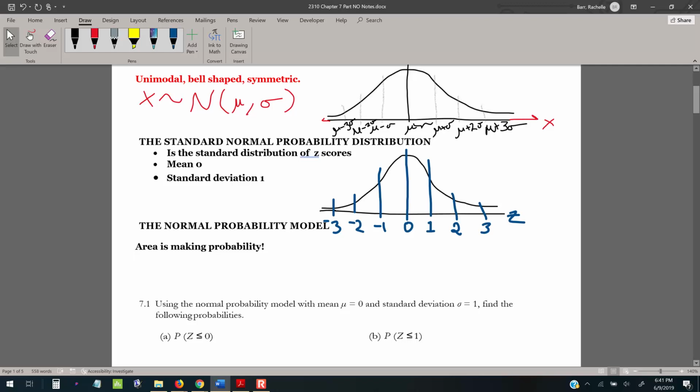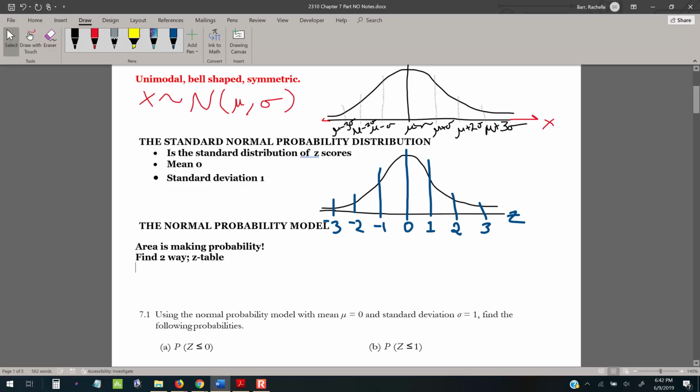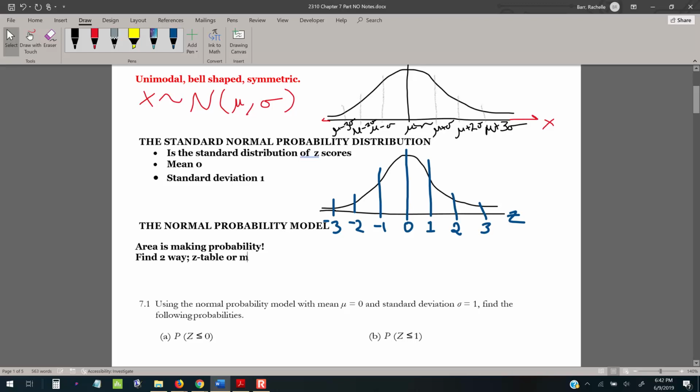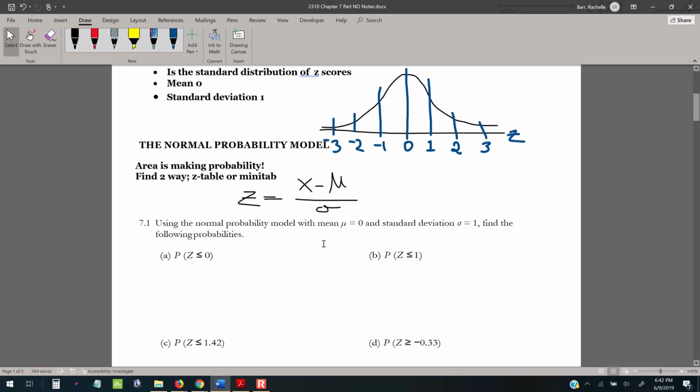So we're going to use two methods. So we're going to find this two ways. We're going to use something that's called a z-table, or we'll use Minitab. But the important thing to keep in mind is that formula for a z-score. Z equals x minus the mean divided by the standard deviation, because that is what's going to help us do this easier. Let's see how we do.